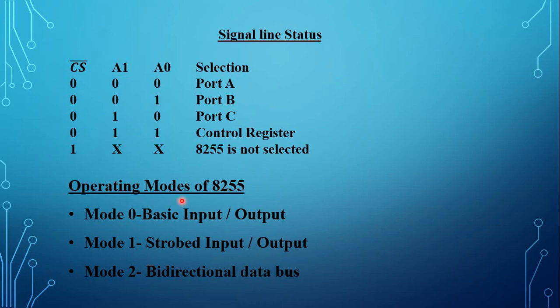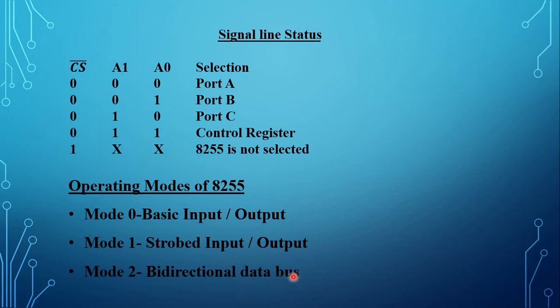The operation of the 8255 can be classified according to two modes: the bit set or reset, that is BSR mode, and I/O mode. The BSR mode is used to set or reset bits in port C. The I/O mode is further divided into three modes: mode 0, mode 1, mode 2. Mode 0 is the basic input or output mode, mode 1 is the strobed input or output mode, and mode 2 is the bidirectional data bus.